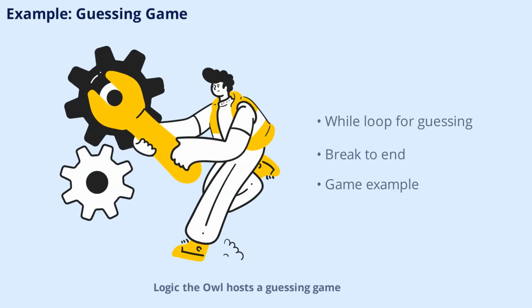Logic the owl hosts a guessing game. The player has to guess a number between 1 and 10. The game uses a while loop to keep asking until the player guesses correctly. If the guess is right, the game uses break to end the loop. This is a classic use of loops and jump statements in games.